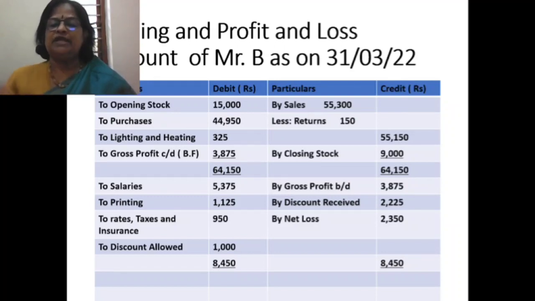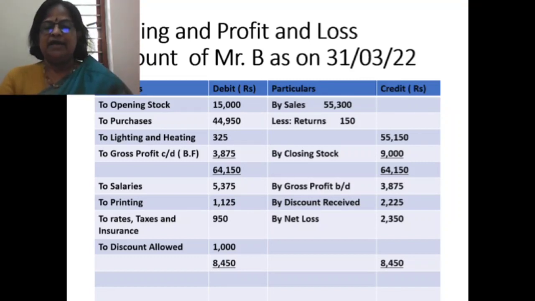By gross profit 3,875. By discount received 2,225. By net loss, here you are getting net loss 2,350. This you will subtract from the capital. If it's net profit, we will add to capital. If it's net loss, we will subtract from capital. To salaries 5,375, to printing 1,125, to rates, taxes and insurance 950, to discount allowed 1,000. So when you see this profit and loss account, debit side is higher, 8,450. That is how you are getting net loss.